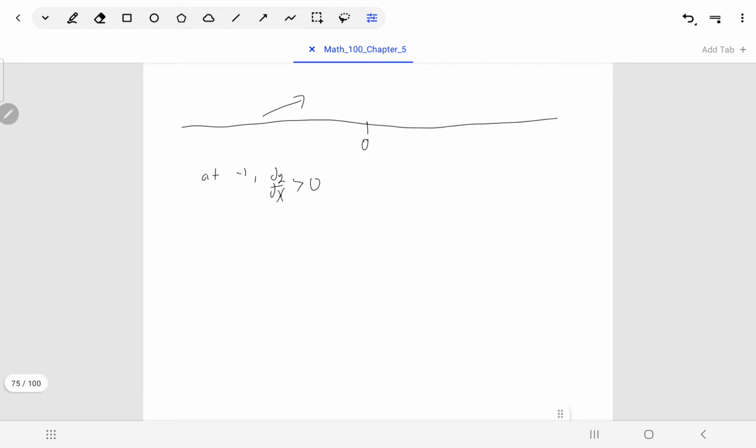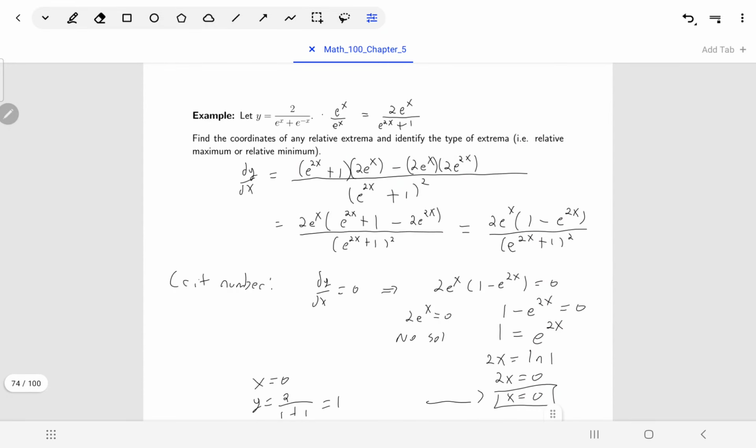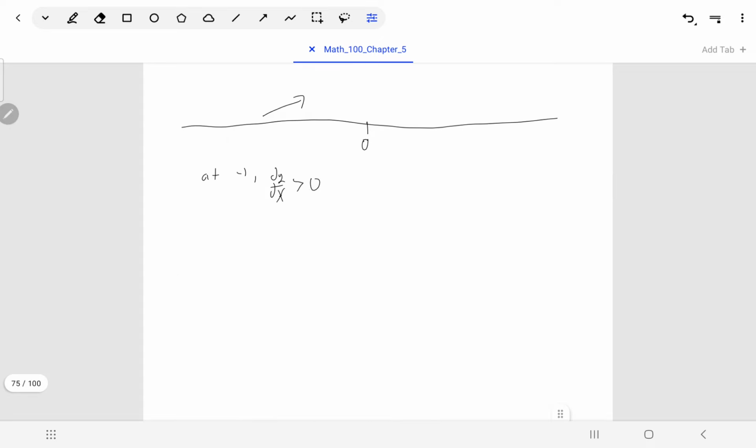And you can see that if we go back to our derivative, the 2e to the x is positive when x is any value. The denominator is always positive for any value. And if we put in -1 for x, you'd have 1 minus e to the -2, which turns out to also be positive, which means our derivative is positive, so we are increasing.